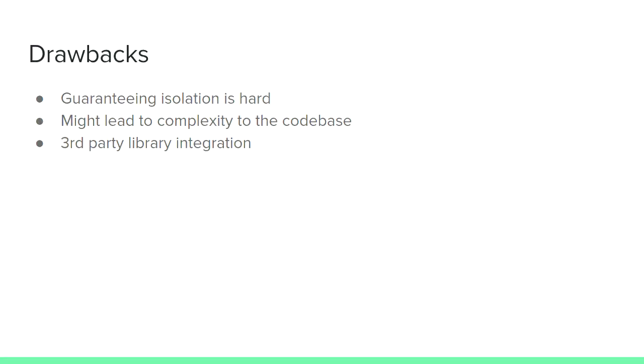The drawbacks of this approach: it's a little harder to guarantee isolation because you have to manually do the querying. It might lead to a complex code base, and you might have some trouble with libraries. If you are integrated with a library that doesn't give you access to the models, you might not be able to add the customer to the table, and you're going to have an inconsistency in the way you query through your application.